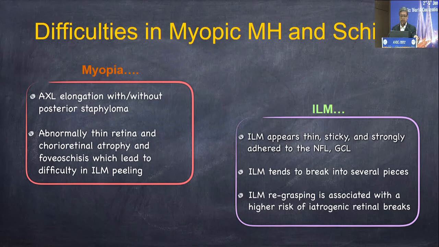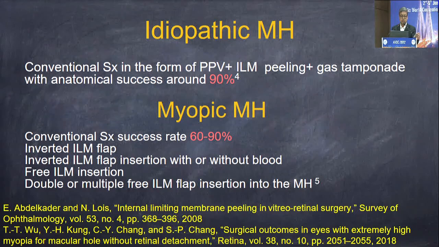Now ILM peeling in these cases is very tricky because the ILM is very thin and sticky, and cannot come out on its own. Sometimes it comes out piece by piece. So what is the difference between idiopathic macular hole and myopic macular hole? With conventional surgery, the closure rate in idiopathic macular hole is very high, around 90 to 100%. But the myopic macular hole closure rate is lower, 60 to 90%.